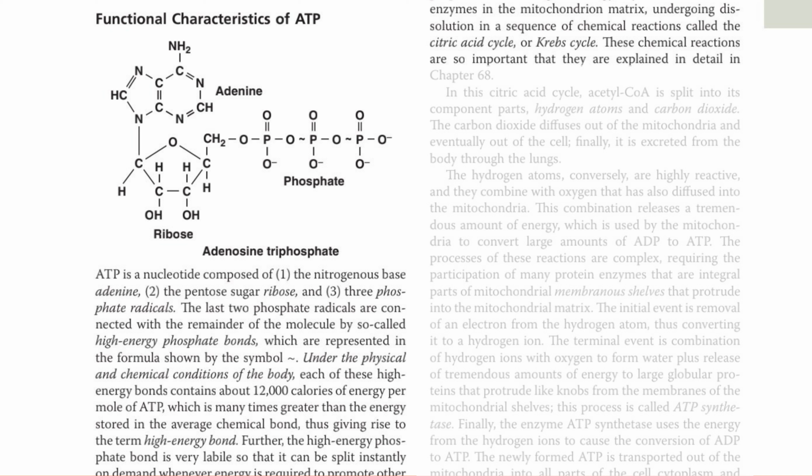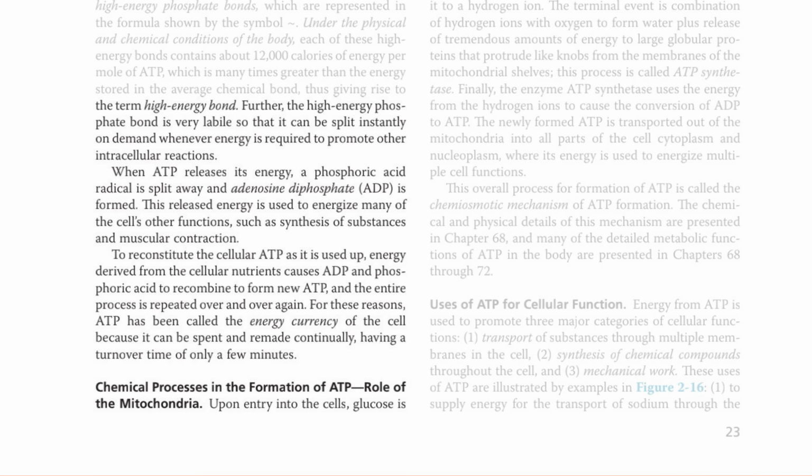Under the physical and chemical conditions of the body, each of these high-energy bonds contains about 12,000 calories of energy per mole of ATP, which is many times greater than the energy stored in the average chemical bond, thus giving rise to the term high-energy bond. Further, the high-energy phosphate bond is very labile so that it can be split instantly on demand whenever energy is required to promote other intracellular reactions. When ATP releases its energy, a phosphoric acid radical is split away and adenosine diphosphate, ADP, is formed.